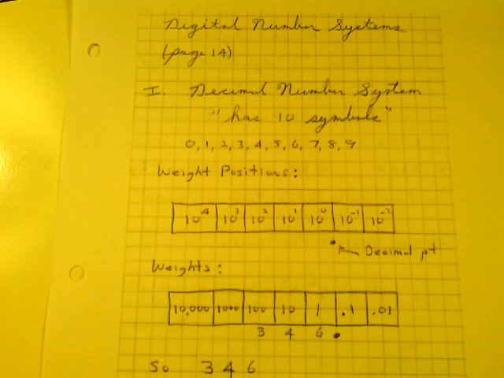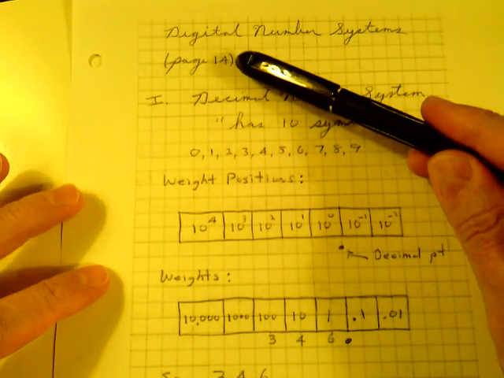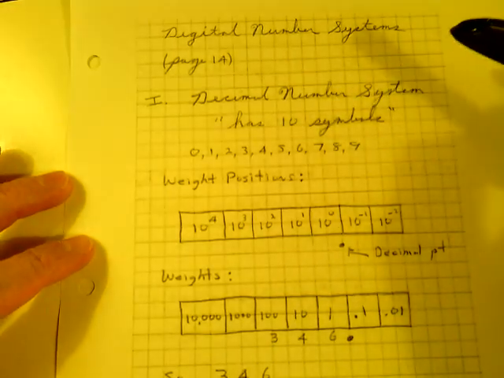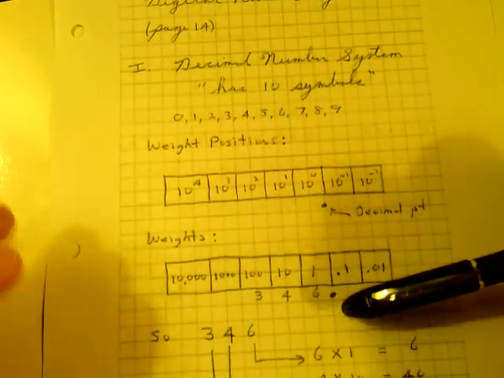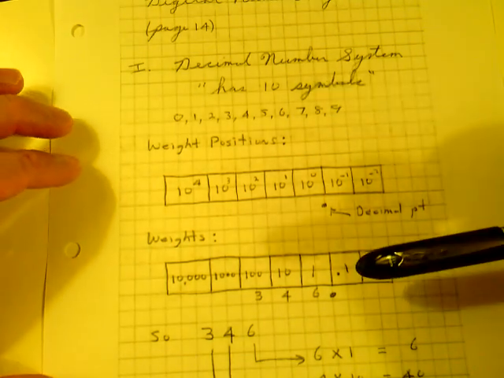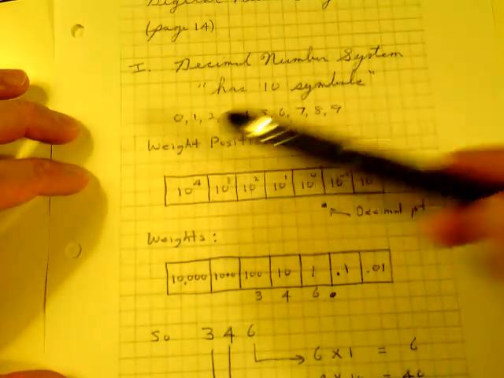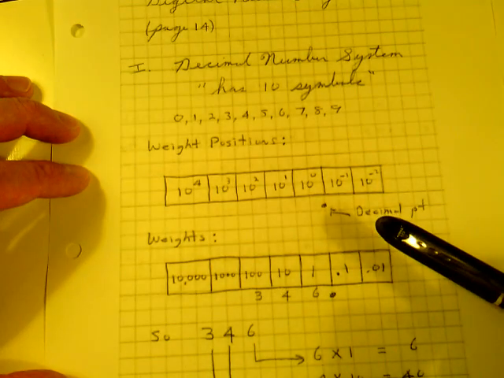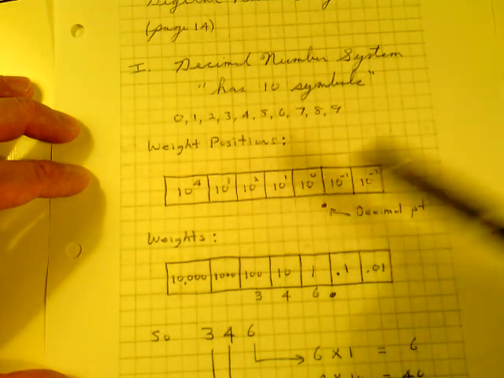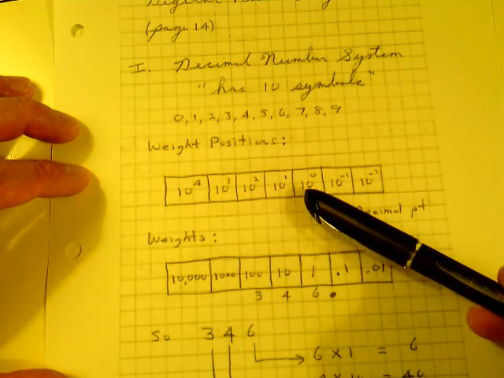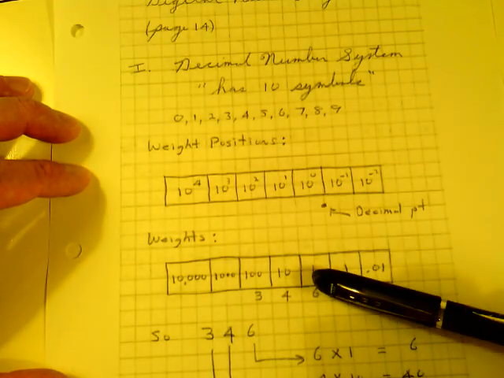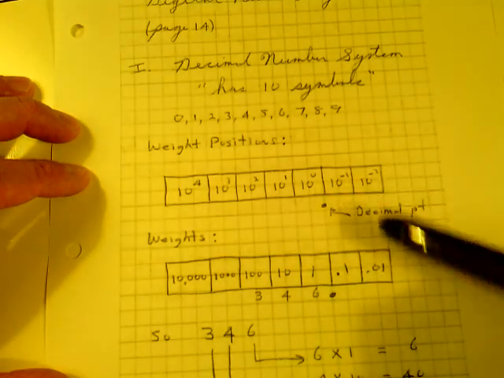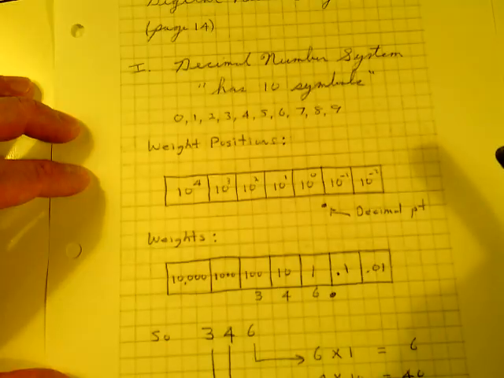in your book, I think it's on page 14, I'm not sure what version book you're using, but we're looking at the decimal number system. I'm not going to spend any time on this because this is what you've been using since preschool. It has 10 symbols, 0 through 9. It has weight positions. The weight positions are based on a base 10 system. Starts out with 10 to the 0, 10 to the 1. This is the units. This is the tenths. This is the hundredths. This is the 1/10. This is the 1/100ths, and so forth.